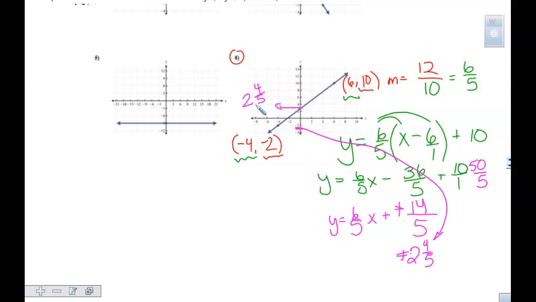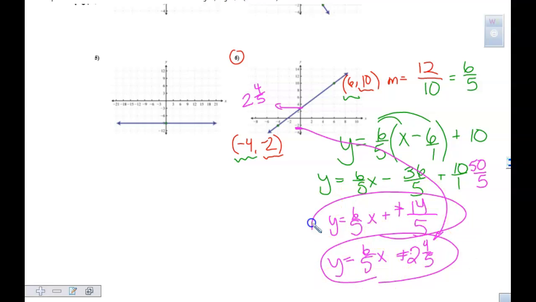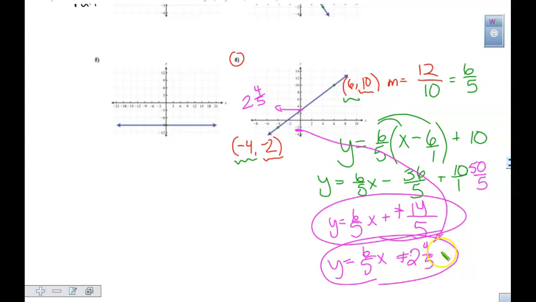Some of you told me the y-intercept was here, and that doesn't even make sense. So y equals 6 fifths x plus 2 and 4 fifths. Could you have just left this one? Yes. But when you write that equation, you have to make sure that this matches here. They have to be exactly the same. So that when I look at 2 and 4 fifths or 14 fifths, that has to match here. And if it's not close to it, then you made a mistake someplace. That's what you have to watch for.